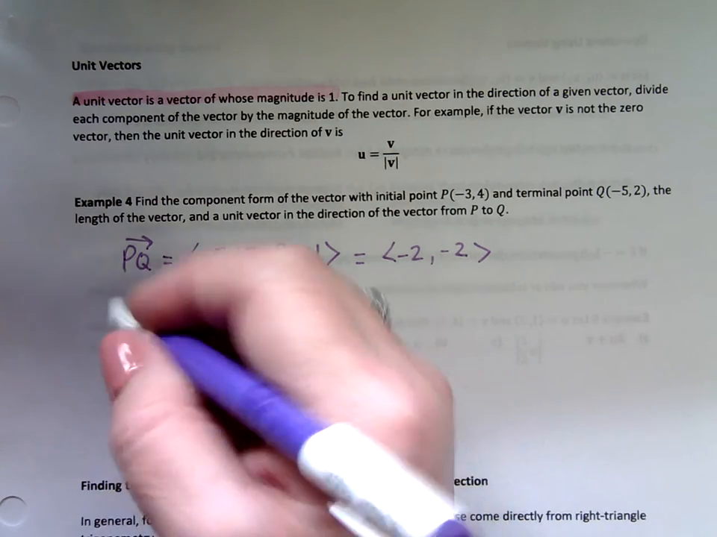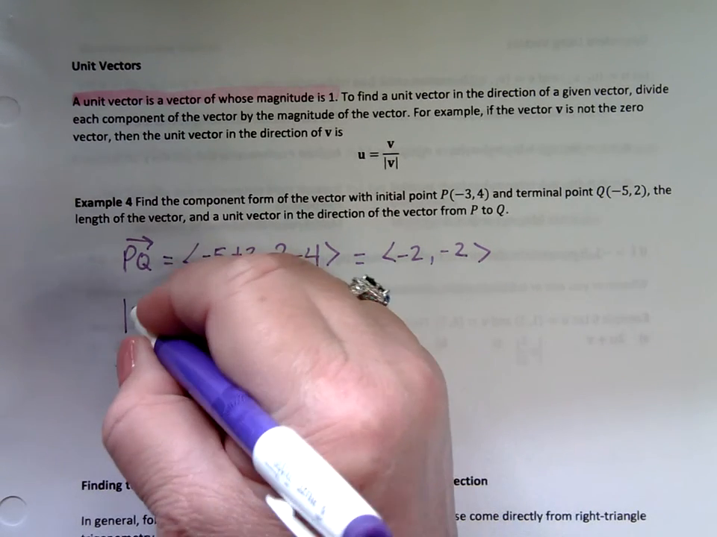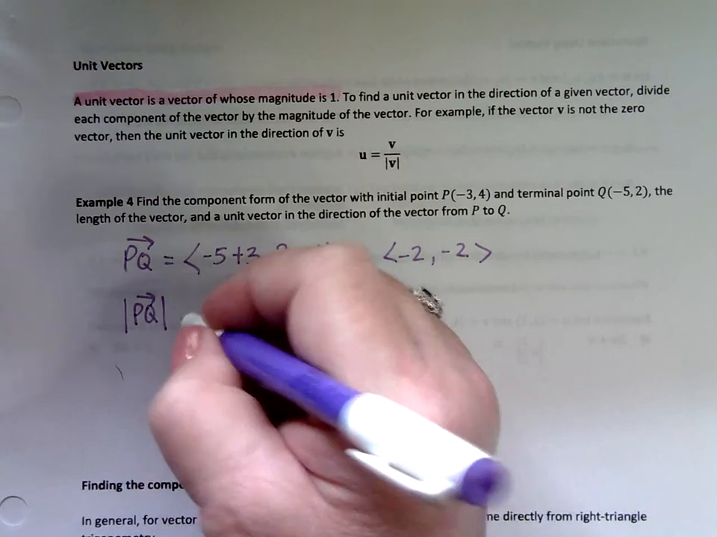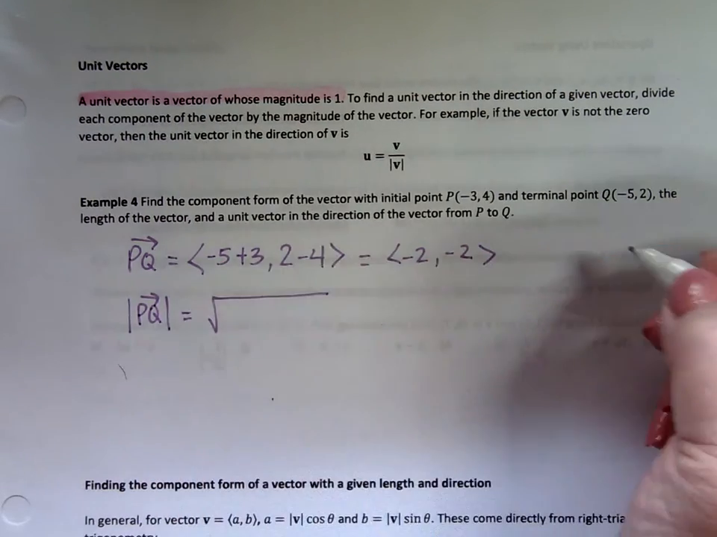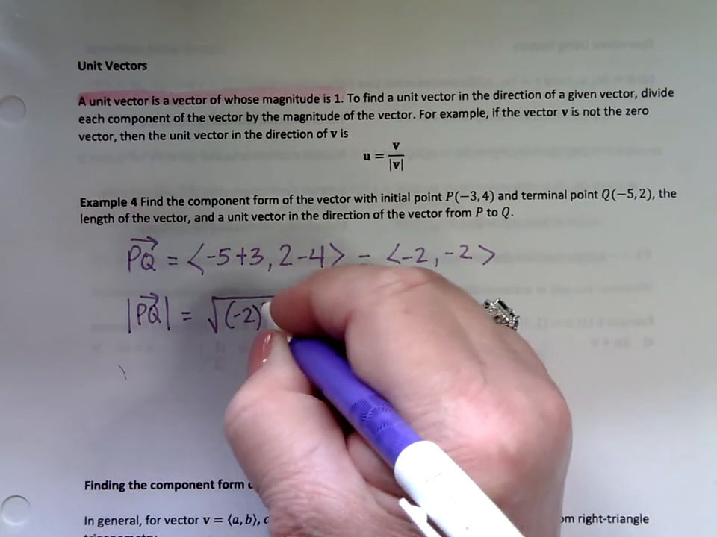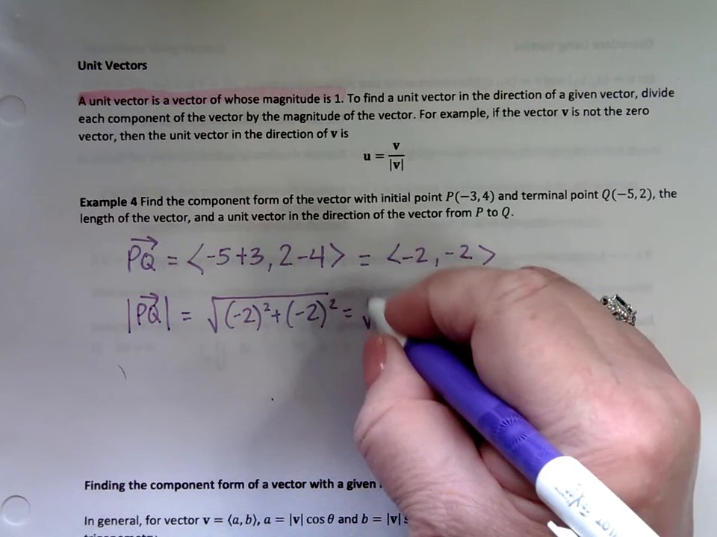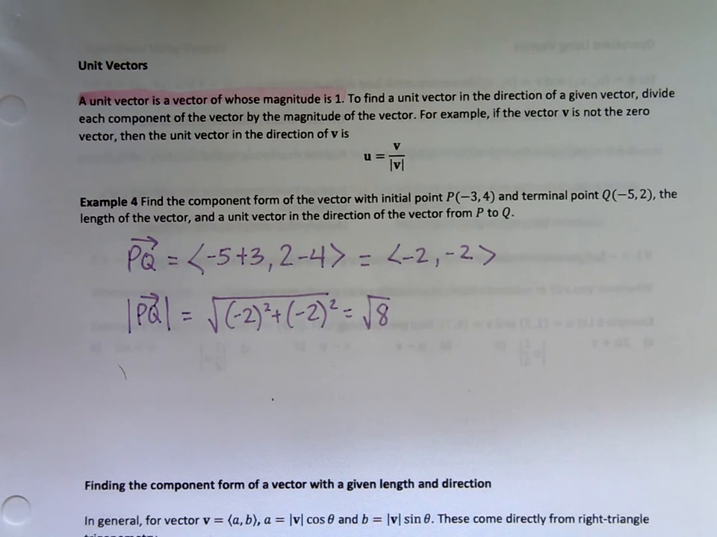The second part says, all right, well, what's the length of it? What's its magnitude? Well, remember, that's just the square root of those values added. Negative 2 squared plus negative 2 squared. 4 plus 4 is 8. It's the square root of 8. Do you have to simplify that and change it? Nope, leave it as the square root of 8. That's perfectly fine.